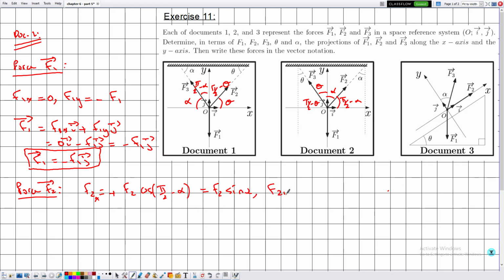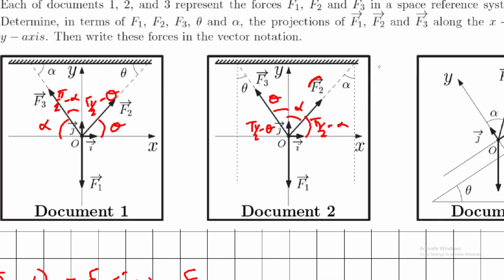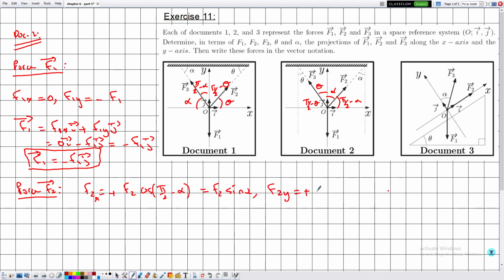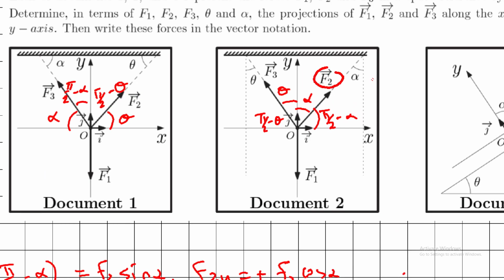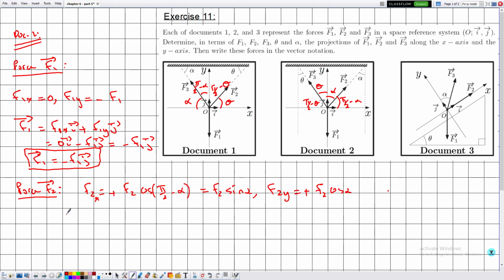Now as for F2y, notice that F2 is pointing in the positive direction of the y-axis, so it's positive F2 multiplied by cosine alpha, in which alpha represents the angle between F2 and the axis that we are projecting on, which is the y-axis. So the vector notation of F2, which is given by F2x i plus F2y j, is equal to F2 sine alpha multiplied by the unit vector i plus F2 cosine alpha multiplied by the unit vector j.